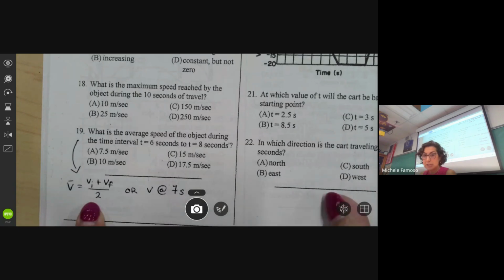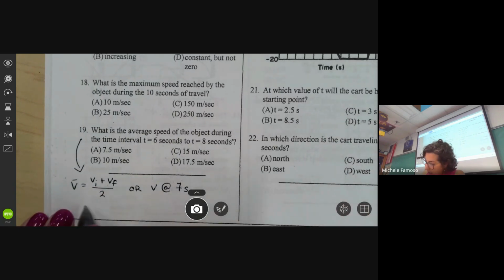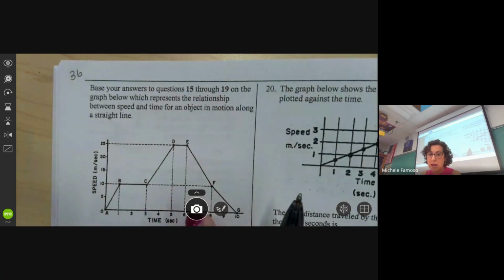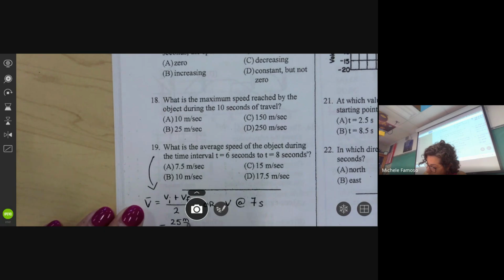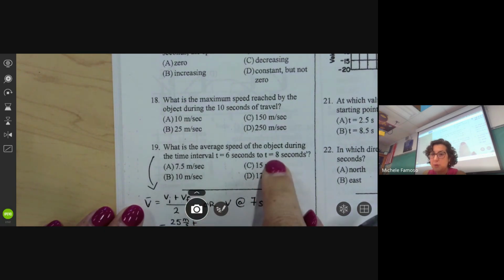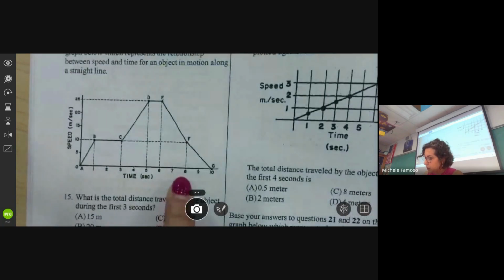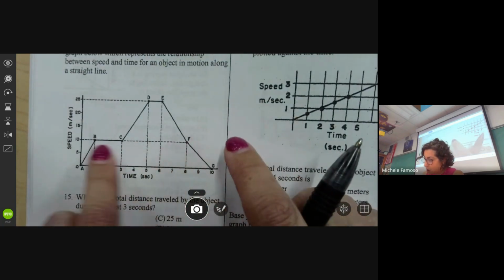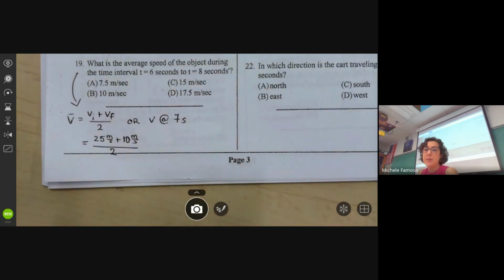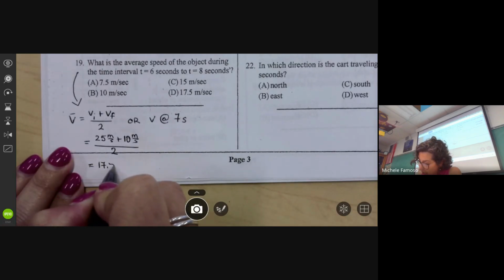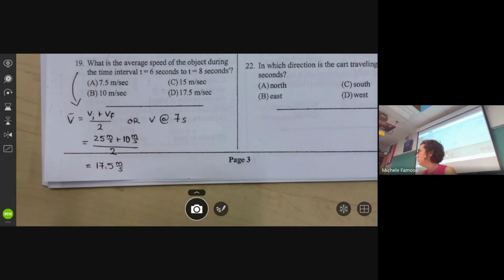So the first way is to get the starting velocity at 6 seconds. So if I read the graph at 6 seconds, go up and over, I see that starting velocity is 25 meters per second. The final velocity would be the velocity at 8 seconds. So I read the graph at 8, go over, and I see now that it's 10 meters per second. So we add those up and divide by 2. That gives me 35 over 2, which is 17.5 meters per second.